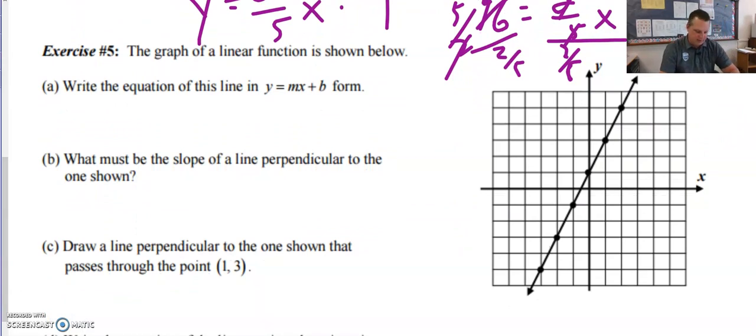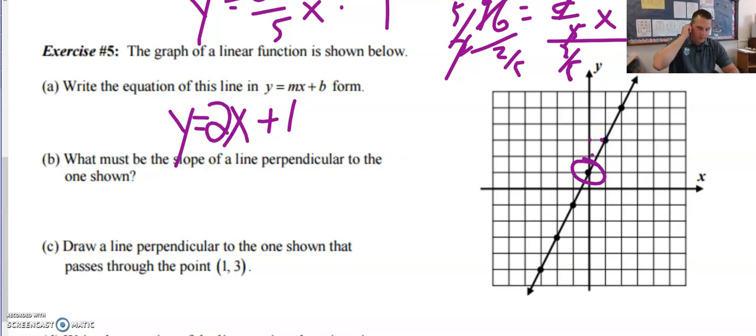Exercise 5, I think this is the last one. Write the equation of this line in y equals mx plus b form. Okay, right here is your y-intercept. That's your b. So we need to find the slope. I go up 2 over 1, so y equals 2x plus 1. Done. What must be the slope of a line perpendicular to the one shown? Perpendicular lines have slopes that are negative reciprocals. Negative 1/2.